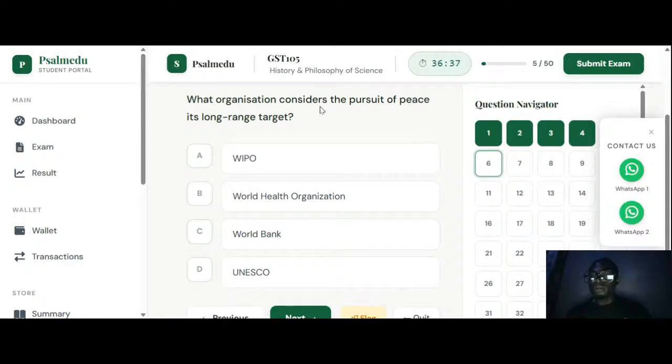What organization considers the pursuit of peace its long-range target? Is it WIPO? Is it World Health Organization? Is it World Bank? Or is it UNESCO? But before you answer this question, I want you guys to look for the meaning of UNESCO and type it in the chat box, please. We need to know the meaning of UNESCO. There is a tendency to ask you that in the exam. I don't know, but there's a tendency. So, what's the full meaning of UNESCO?